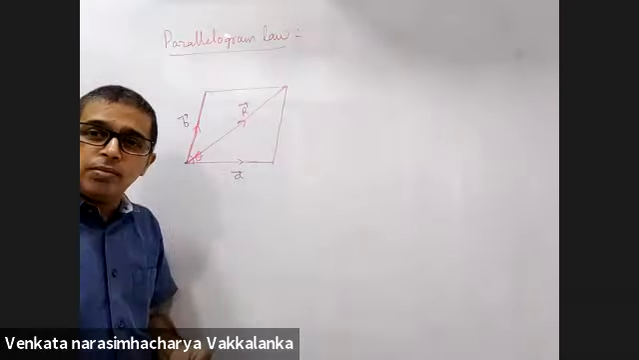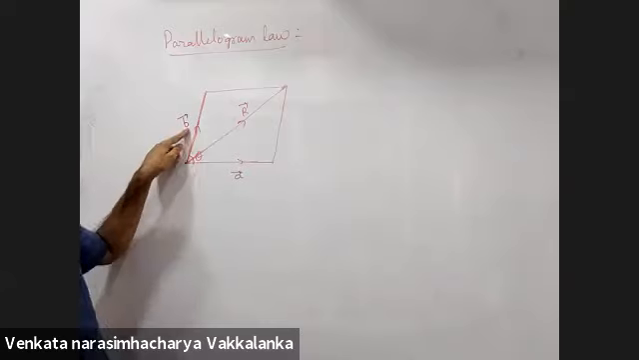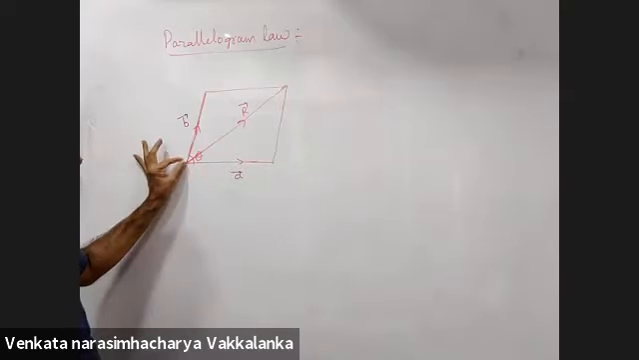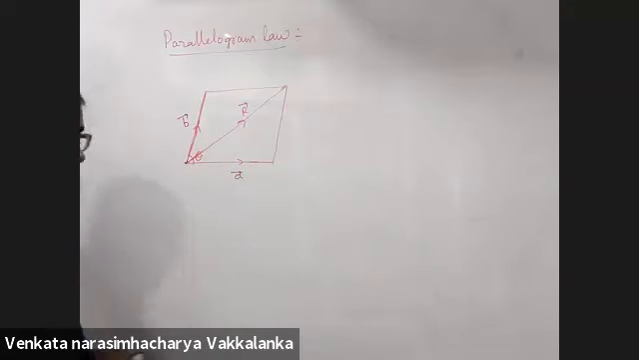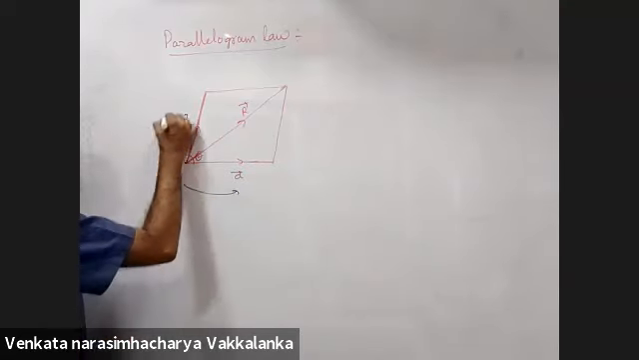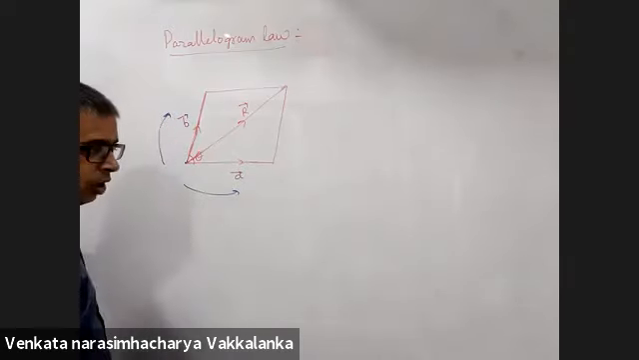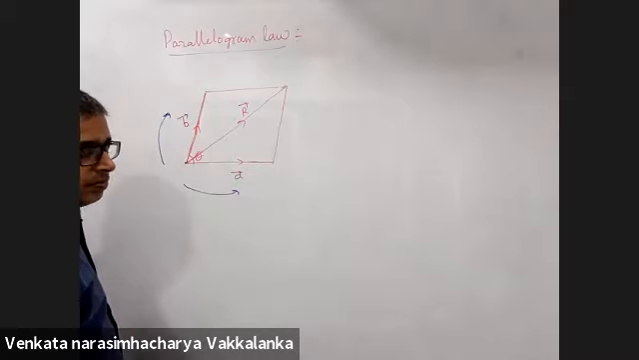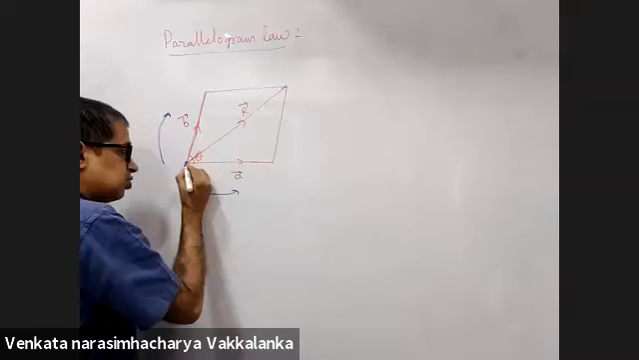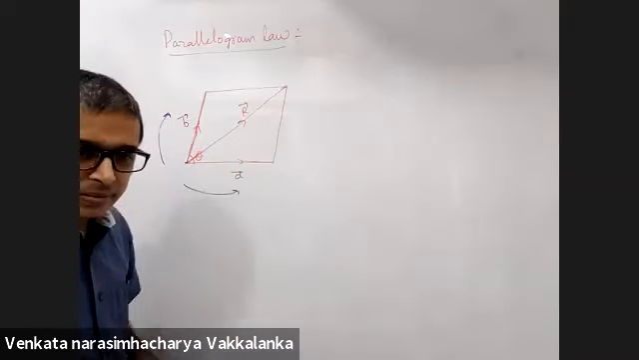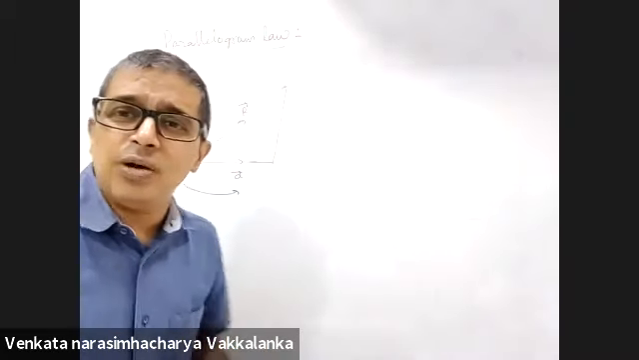What does the parallelogram law say? It tells us that if two vectors are represented as two adjacent sides of a parallelogram drawn from a point, that means A and B are in opposite order. The diagonal of the parallelogram drawn from the same point is the resultant. How can you say that? It's nothing but the triangle law of addition.